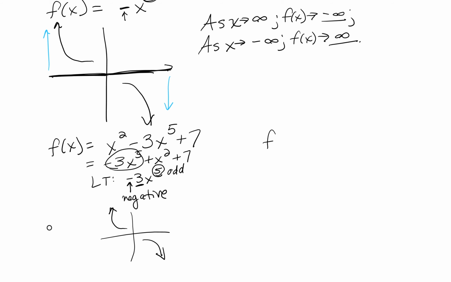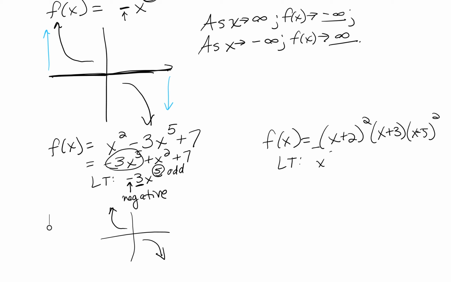Let's do one more. Let's say we have f of x equals x plus 2 squared, x plus 3, and x minus 5 squared. If we're looking for the leading term here, our number in front, or our leading coefficient, would just be 1. But we also have x squared. Remember, this is x to the first, and then we have x squared. So this becomes x to the 5th. This is a positive number, and it is odd.